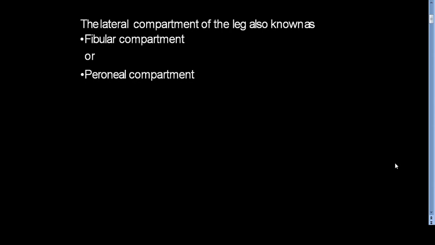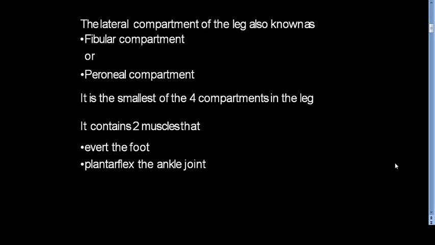So the lateral compartment of the leg is also known as the fibular compartment, as it is related to the fibula bone, or the peroneal compartment, as the muscles present here are the peroneus longus and peroneus brevis. So this compartment has two other names, the fibular compartment or the peroneal compartment. This is basically the smallest of the four compartments, as there are anterior, lateral and posterior compartments, the posterior having two parts, superficial and deeper. That's why it is counted as the smallest out of the four compartments, and it consists of two muscles.